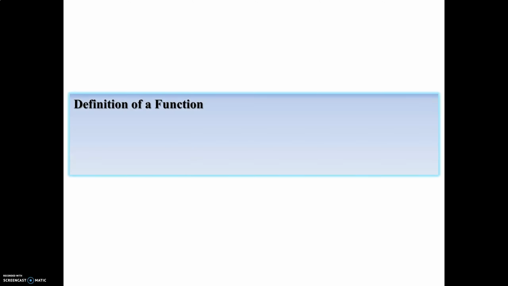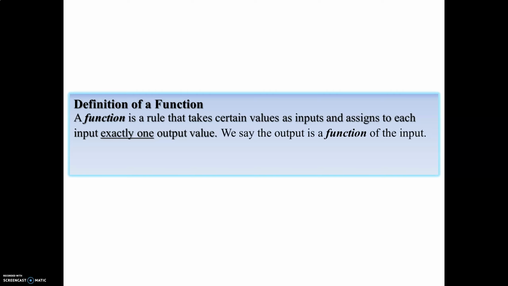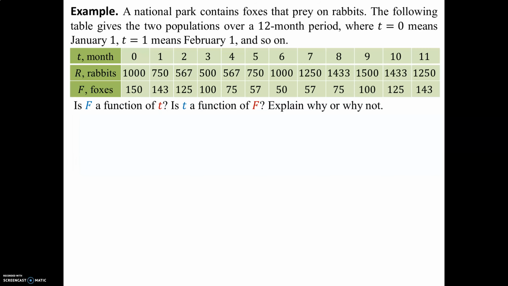Today I'll be going over the definition of a function and an example which corresponds with it. Definition of function: a function is a rule that takes certain values as inputs and assigns to each input exactly one output value. We say the output is a function of the input. Therefore, a variable y is a function of the variable x, provided that each value of x determines exactly one value of y. Let's move on and try this example together.